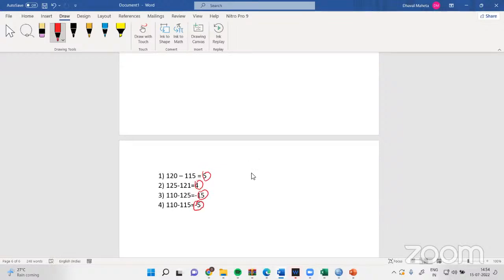So what I want to say is that increasing error like this or decreasing error like this, both are not good. Why?